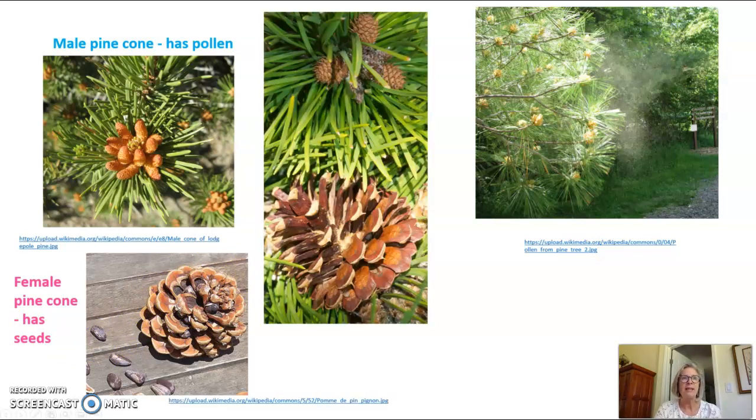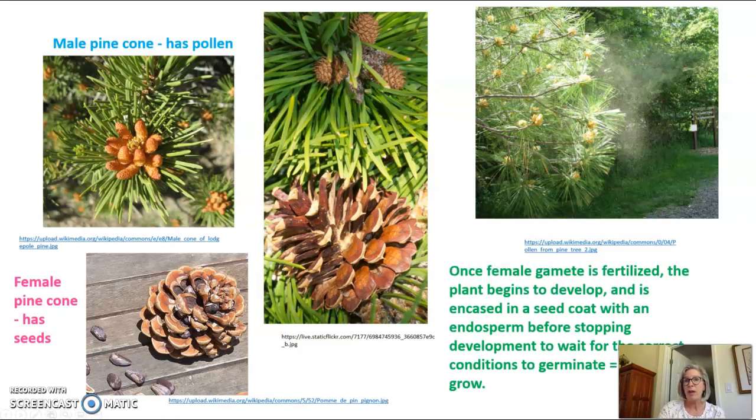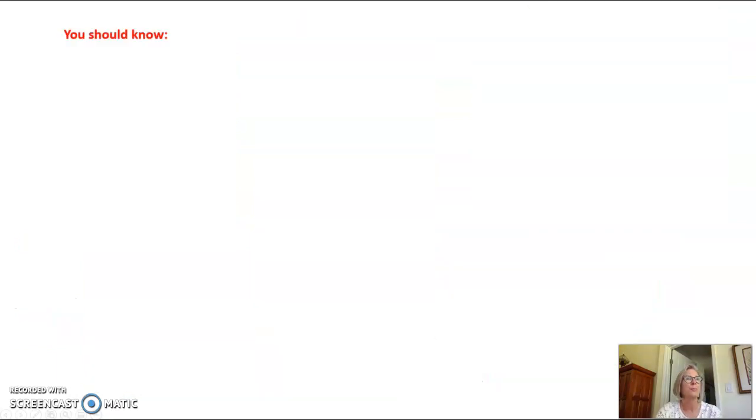If we look at the size comparison, this is a picture of both the female and the male pine cone. The male pine cone is much, much smaller than the female pine cone. And the male pine cone, again, has the pollen. The female pine cone originally has the female gamete that then develops into the female embryo once it's been fertilized. So once a female gamete is fertilized, the plant begins to develop and it's encased in a seed coat with an endosperm before stopping development to wait for the correct conditions to germinate, and that means to begin to grow.